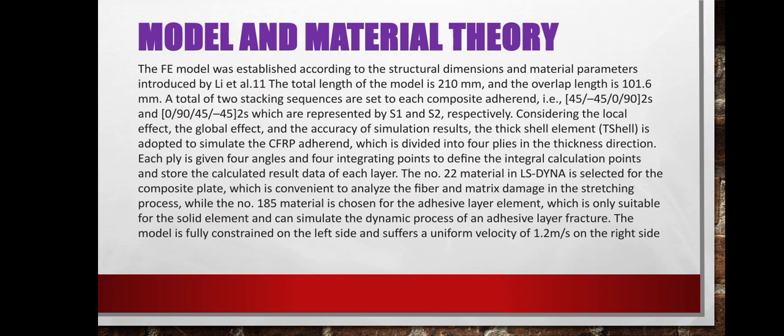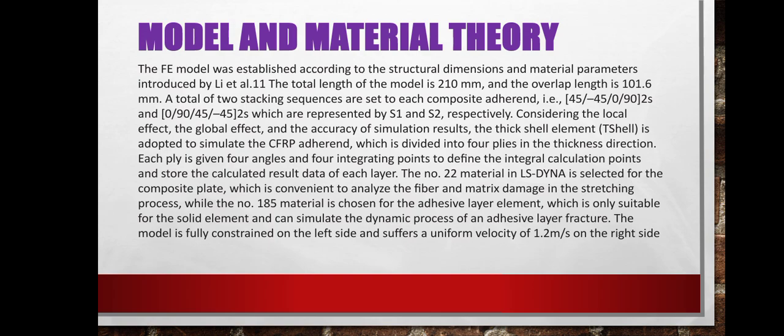The total length of the model is 210 and the overlap length is 101.6 mm. A total of two stacking sequences are set for each composite adherent, which are represented by S1 and S2 respectively. Considering the local effect, the global effect, and the accuracy of simulation results, the thick shell element is adopted to simulate the CFRP adherent, which is divided into four plies in the thickness direction. Each ply is given four angles and four integrating points to define the integrate calculation points and store the calculated result data of each layer.